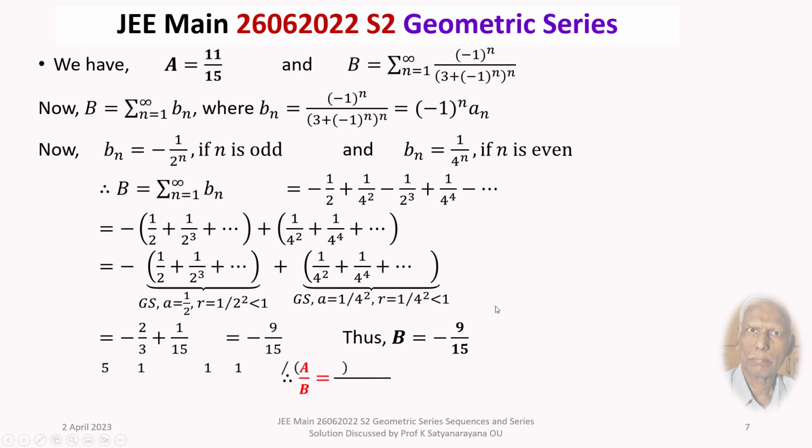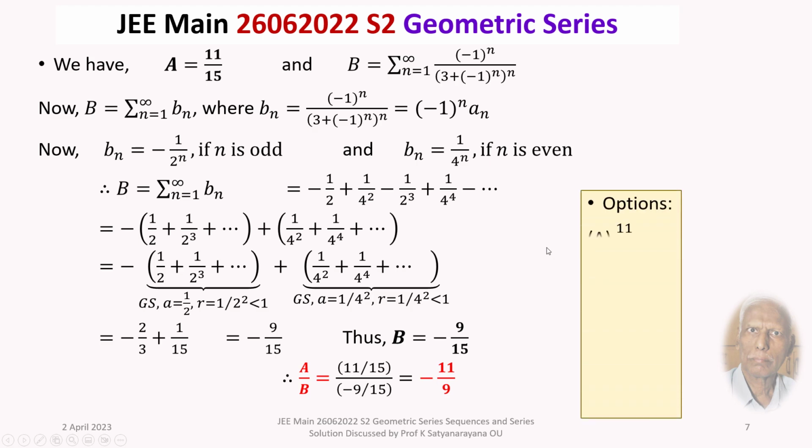Now required to find A by B. Capital A by capital B is equal to capital A is 11 by 15 divided by capital B is minus 9 by 15. So the 15 cancels and you will get the answer as minus 11 by 9. A by B is minus 11 by 9. Let's look at our options. Our answer minus 11 by 9 appears against option C. Therefore, our answer to this question is option C.